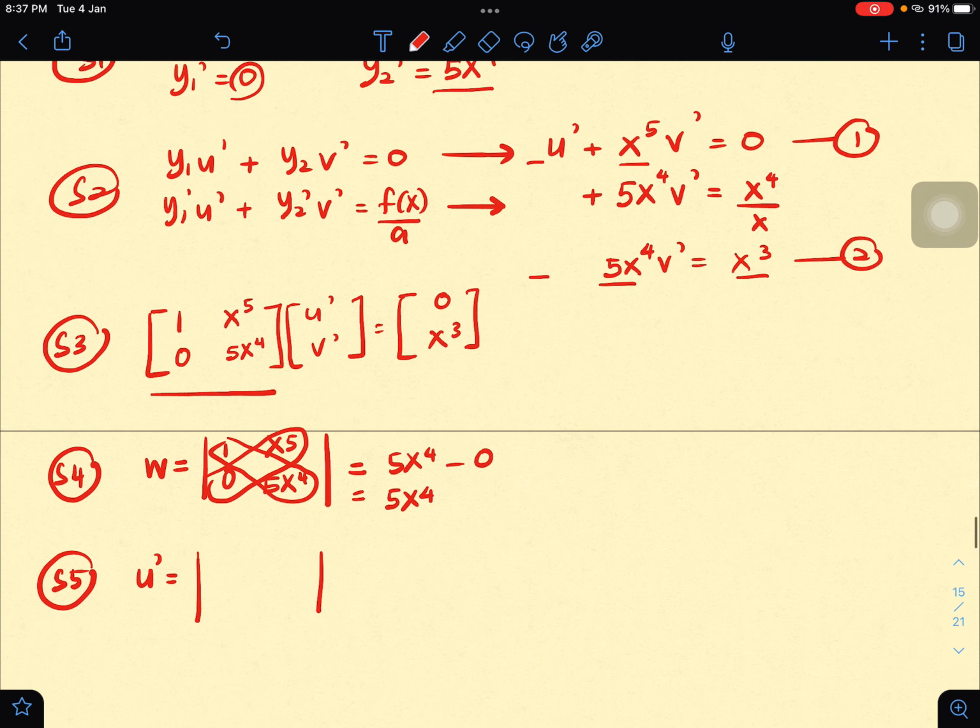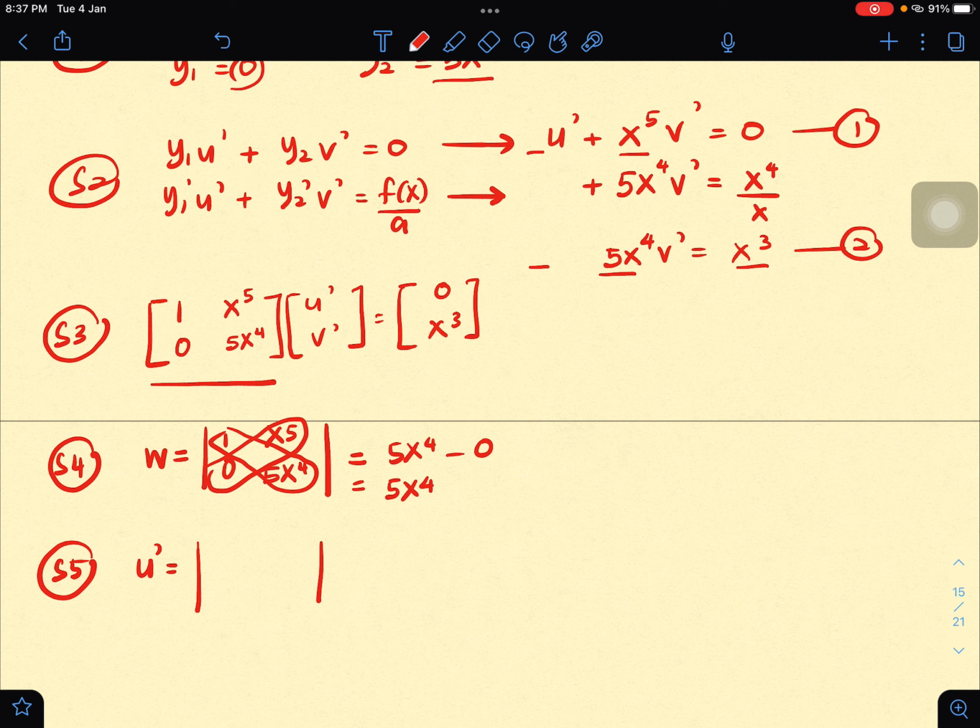What is the determinant of u prime? You need to change, or you need to substitute the column first with this one. With this one. So you will have 0, x cubed here, and this one you just copy back, x5 over x5, 5x to the power of 4 divided by your w.